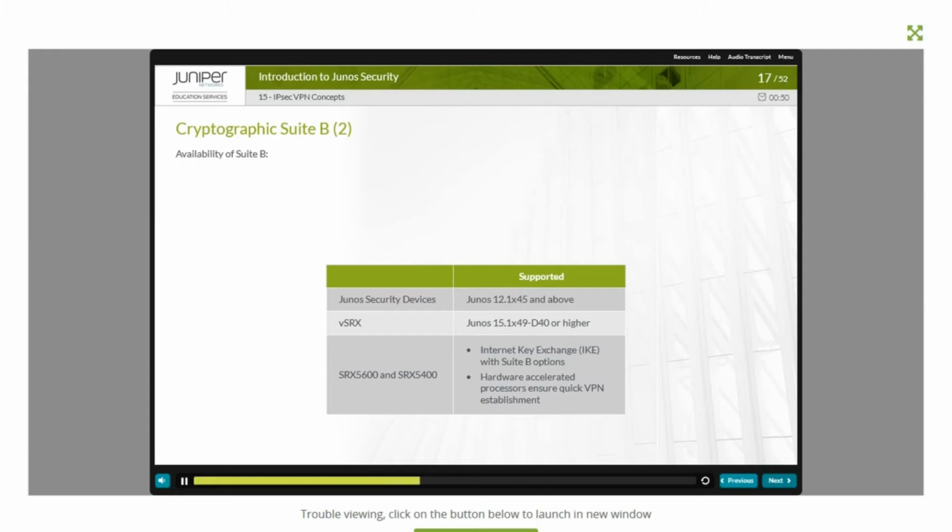If you configure IKE with Suite B options on these devices, you should ensure you have hardware-accelerated processors to ensure that VPN establishment happens quickly. Suite B makes use of the most secure algorithms for encryption and hashing, such as the AES-128 or AES-256 and SHA-2, SHA-256, or SHA-384.